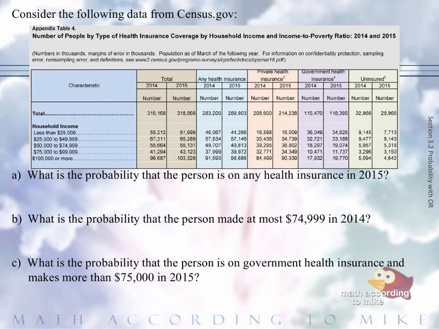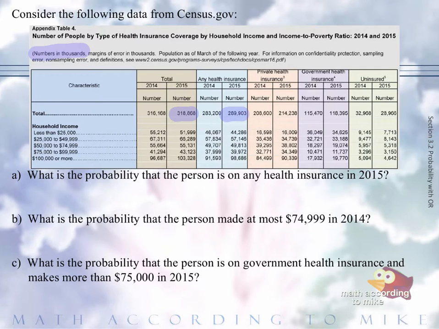So part A was the probability that the person is on any health insurance in 2015. So any health insurance, let's make this color. Any health insurance in 2015, there were 289,930 out of a total of 318,868. Now notice these are technically in millions because in the problem itself the numbers are in thousands.